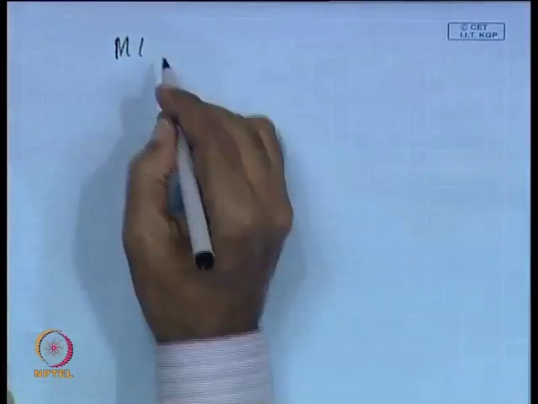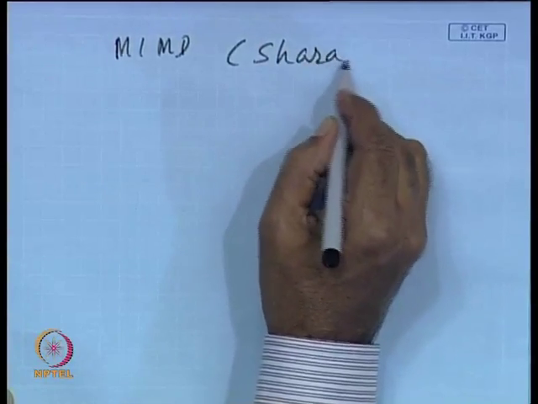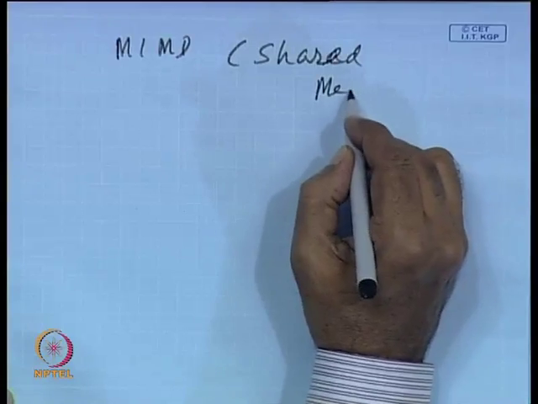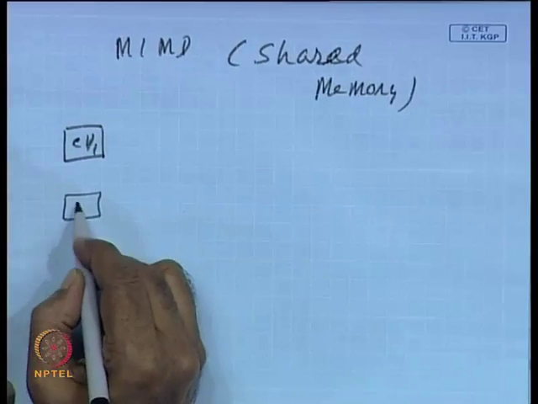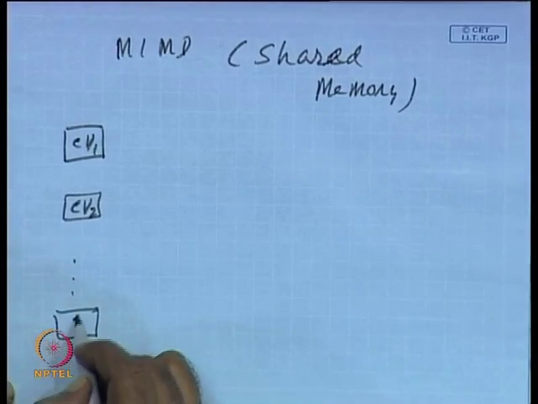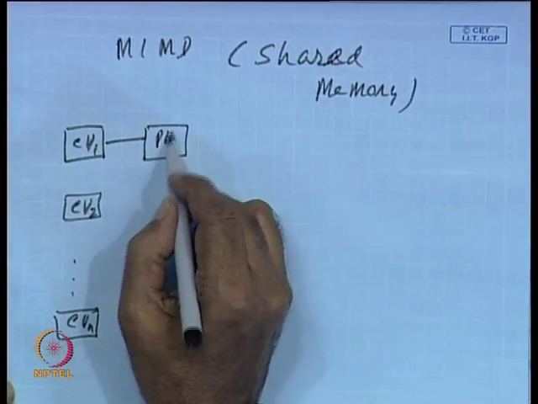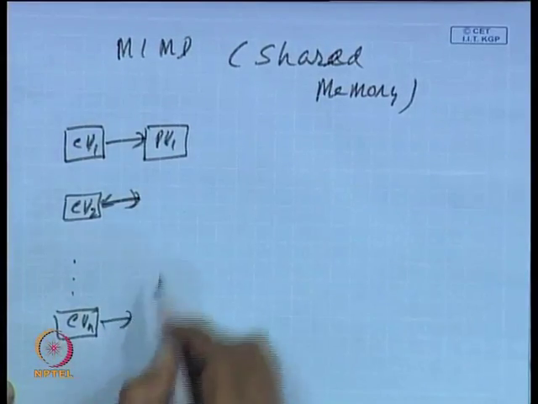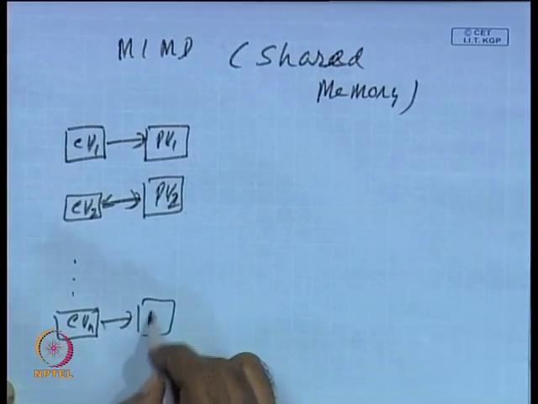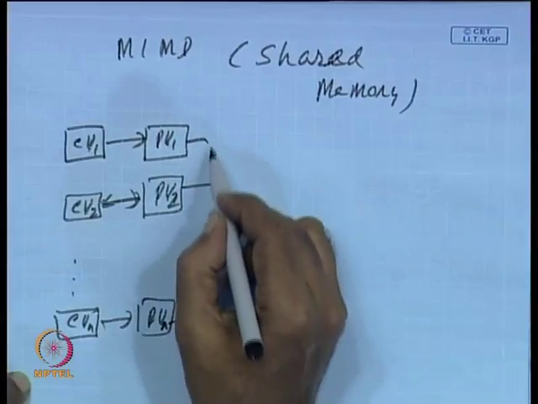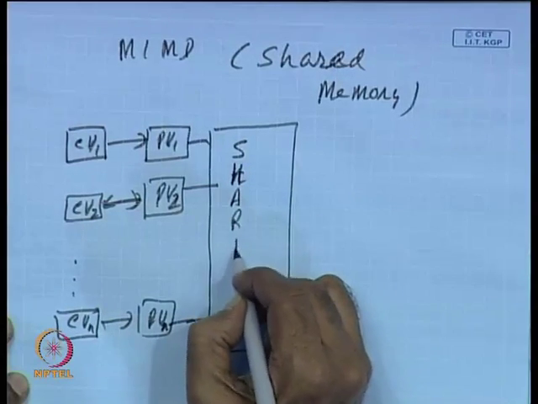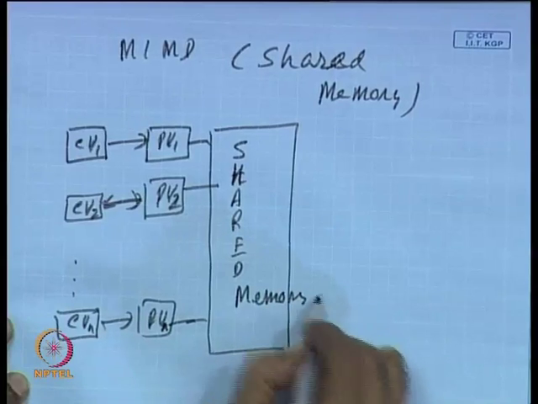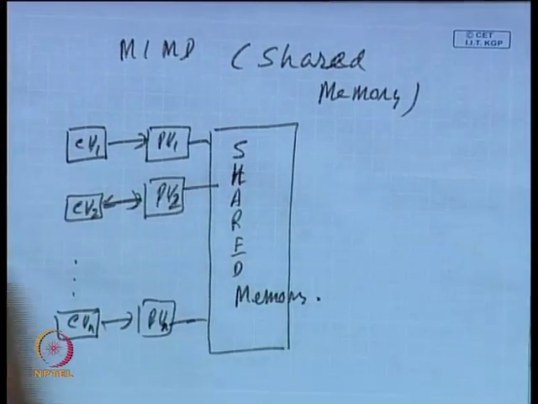You can have MIMD with shared memory as well. MIMD with shared memory is also possible, where you can have multiple control units: control unit 1, control unit 2, control unit n. These are connected to multiple processing units: processing unit 1, processing unit 2, processing unit n, and these are connected to a shared memory. So, this is how MIMD with shared memory occurs.